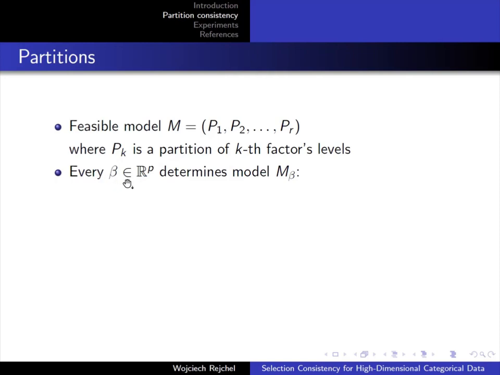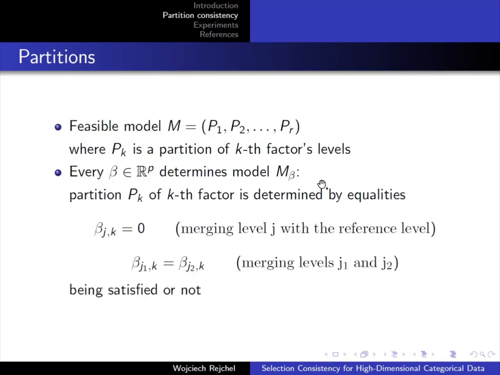Of course, every parameter determines a model in the following way. If you consider only the K-th partition, the partition which corresponds to the K-th factor, then there are two possible equalities which may hold or may not hold. First, if you have 0 on some level J, then it means that you should merge level J with the reference level. And if on two levels, let's say J1 and J2, you have the same number, then it means that you should merge levels J1 and J2. Okay, and this is obviously done separately on every factor.